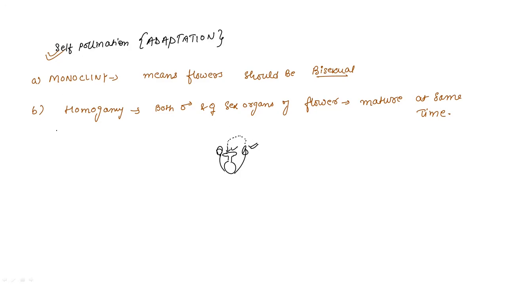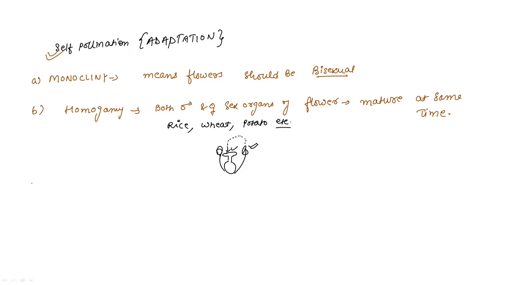So self-pollinating flowers go for homogamy, meaning both male and female sex organs mature at the same time. Some examples are rice, wheat, or potato. These are examples which show homogamy. Okay, let's talk about the third kind of adaptation.